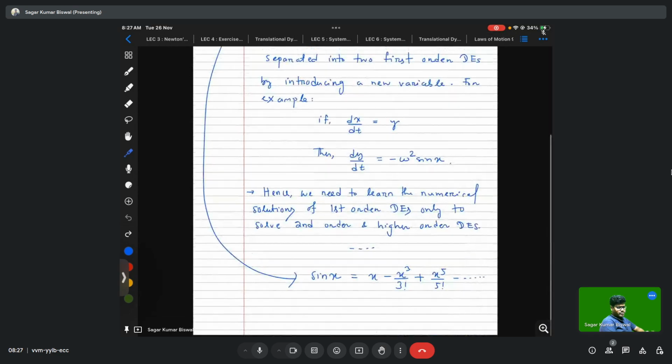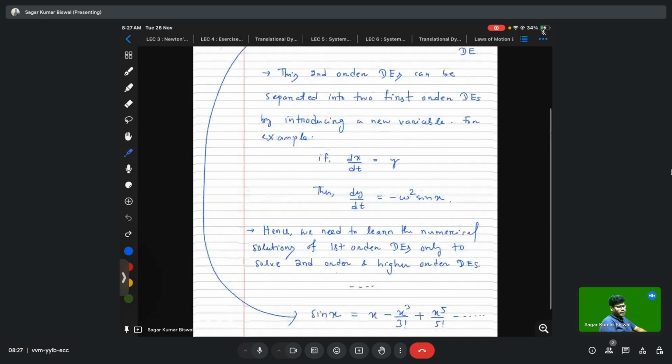Make it clear that if you learn only the first order differential equation, you can solve any other higher order differential equation, because you can separate any higher order differential equation into a series of first order differential equations.